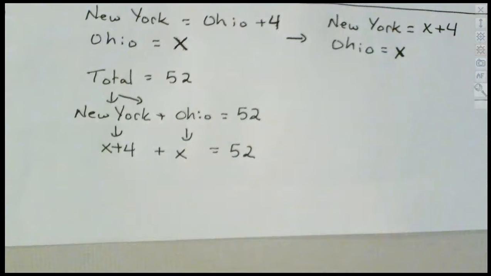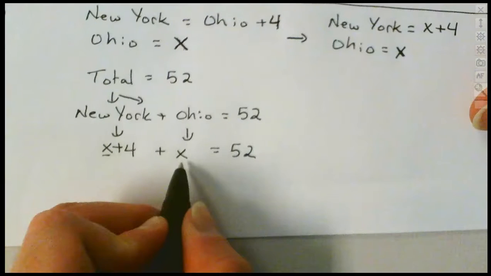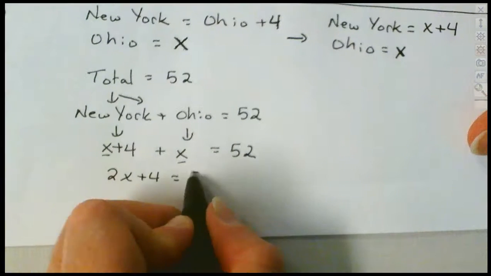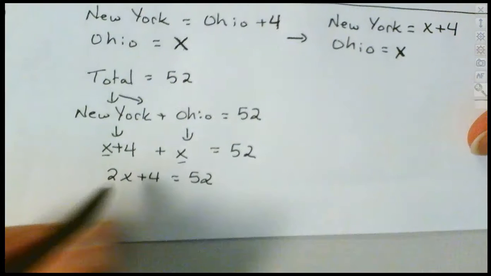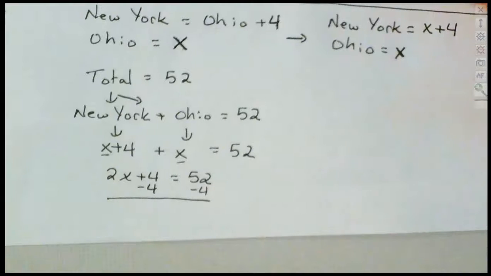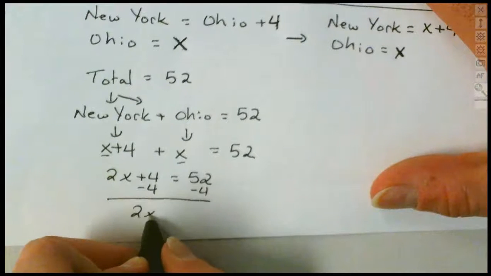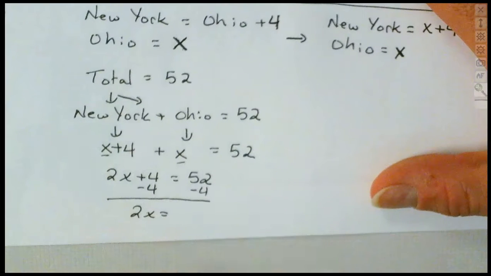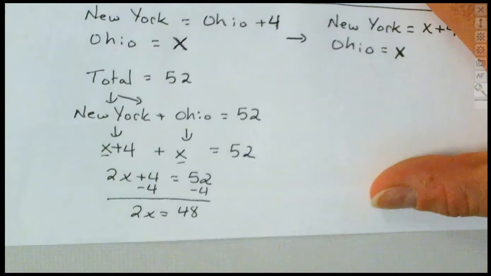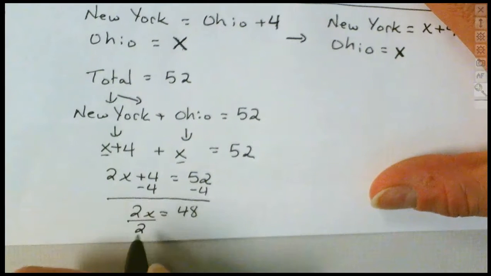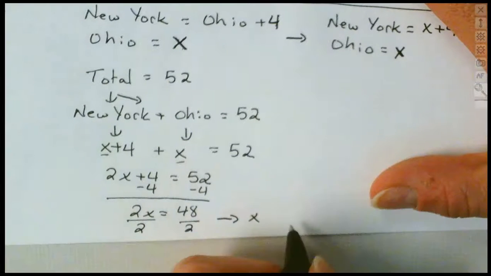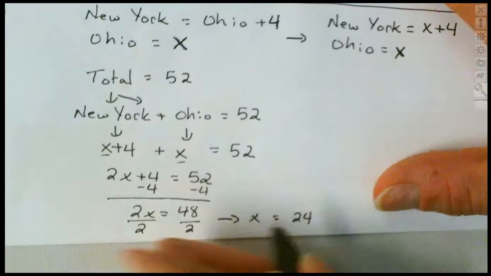It's simple to solve. Combine makes it 2x plus 4 equals 52. We'll move that 4 over with subtraction. Now we've got 2x equals 52 minus 4. That makes it a 48, I believe. We'll divide by our 2. And now we've got x equaling 24.